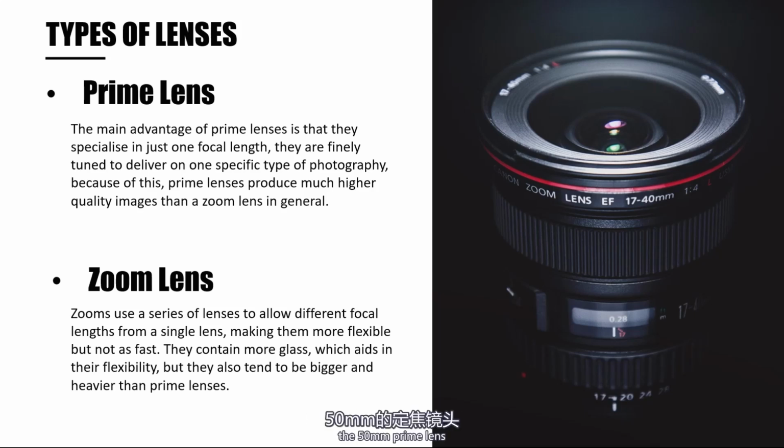For example, the 50mm prime lens, otherwise known as the Nifty 50, is perfect for portraits, as the focal length is seen to be as close to the human eye as possible. A 35mm prime lens, on the other hand, is usually best employed by landscape photographers.